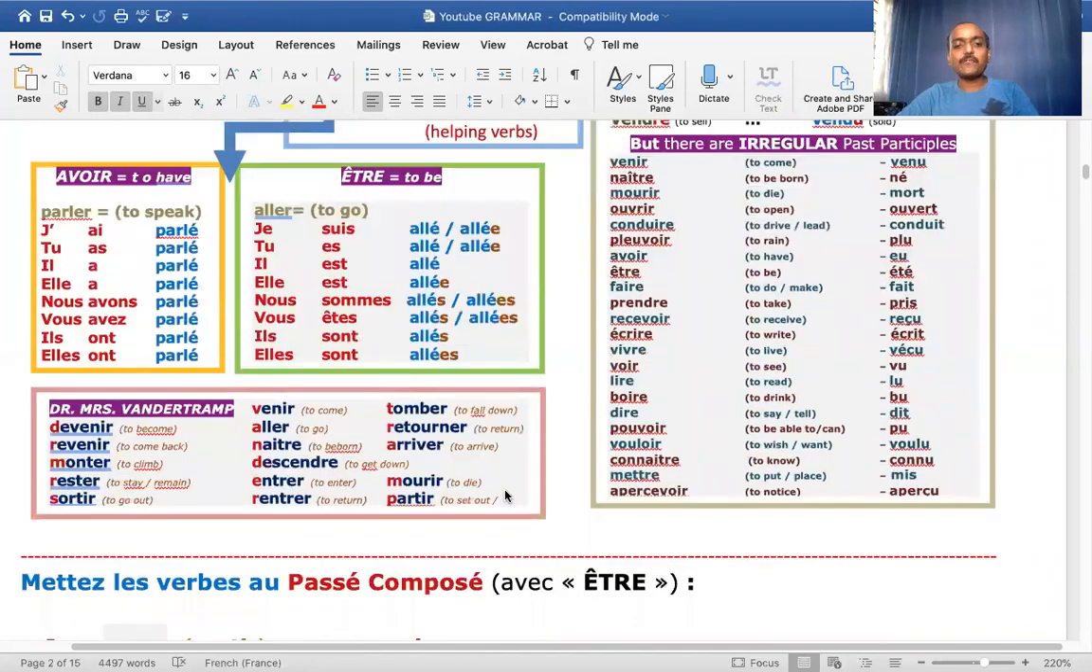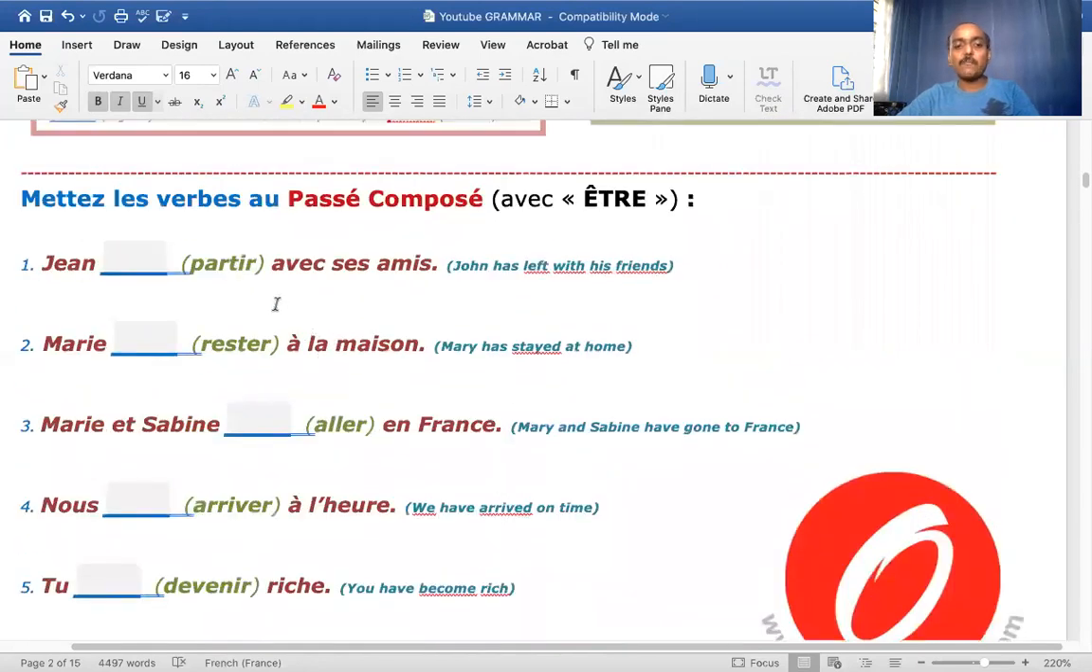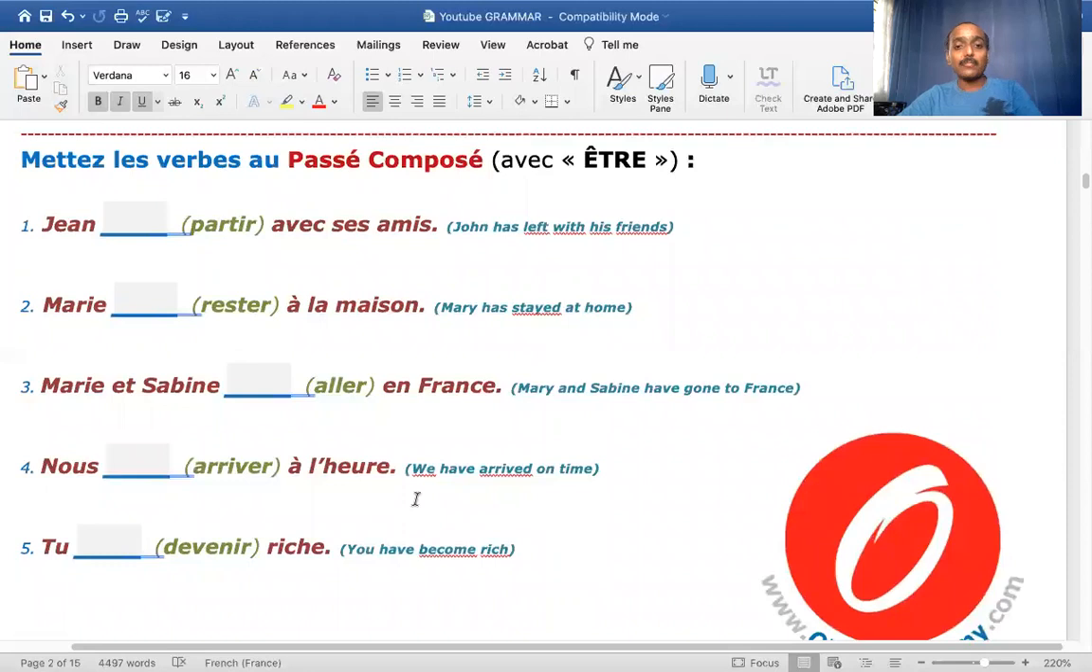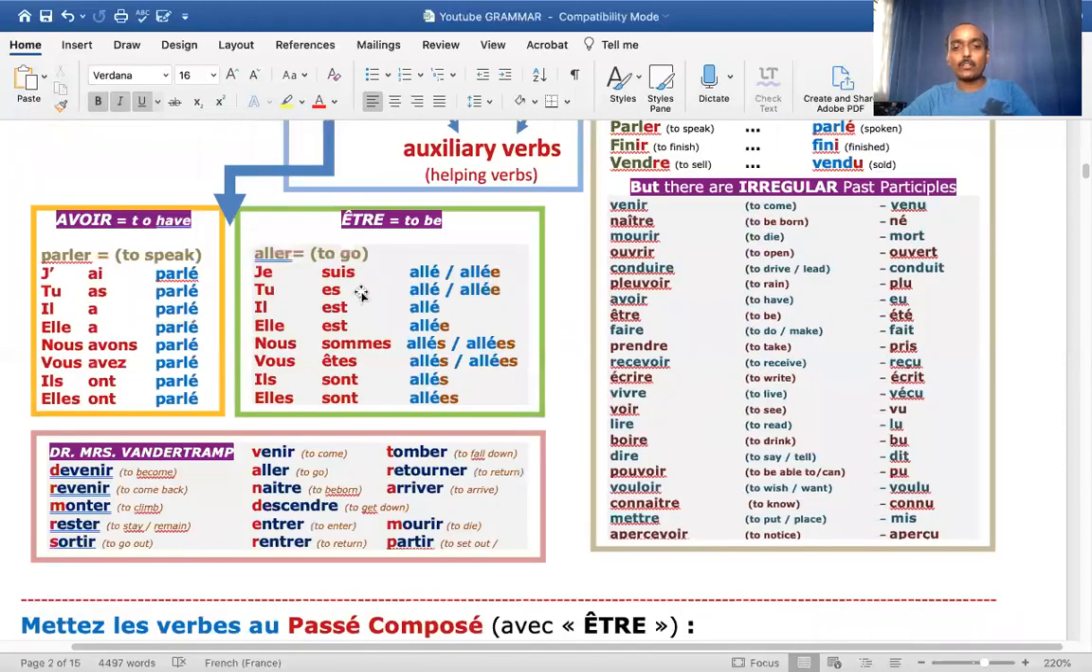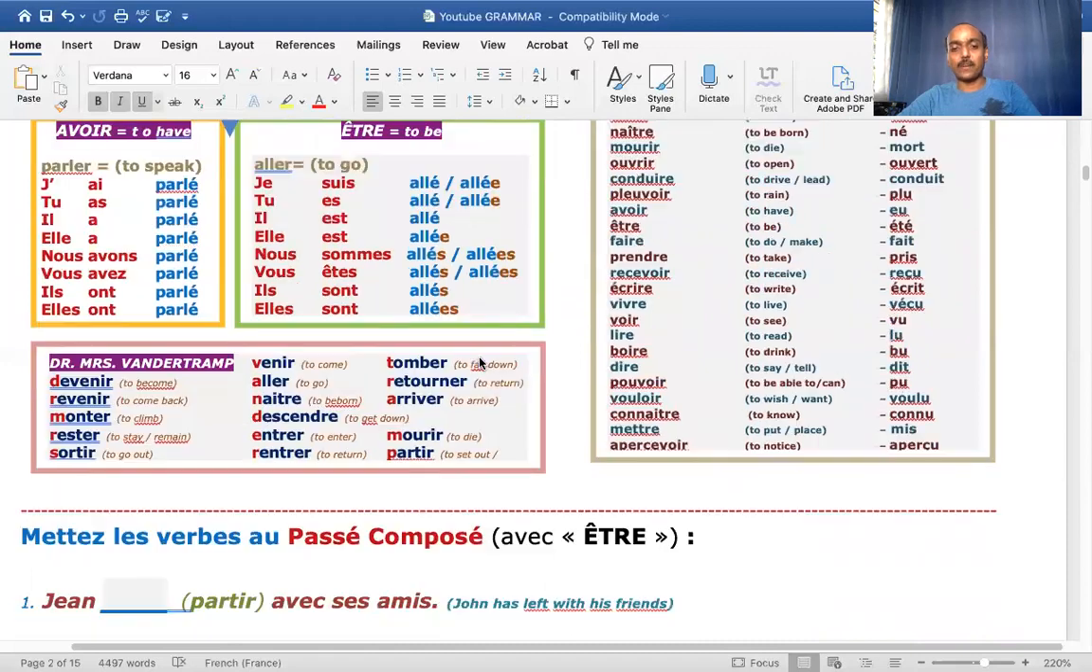So for these 5 verbs, these are verbs of movement. Partir, to leave, rester, to stay or to remain, aller, to go, arriver, to arrive, devenir, to become. These 5 verbs are found in Dr. Mrs. Van Tramp, so we are going to use être as the auxiliary verb.